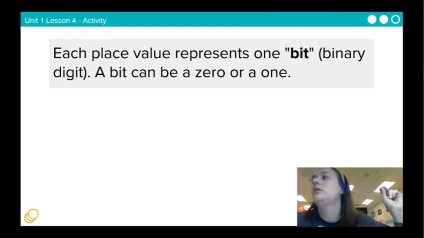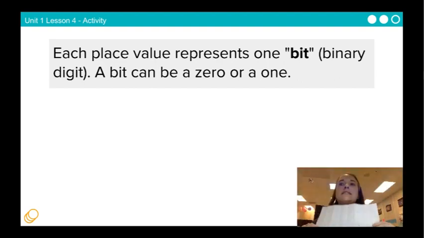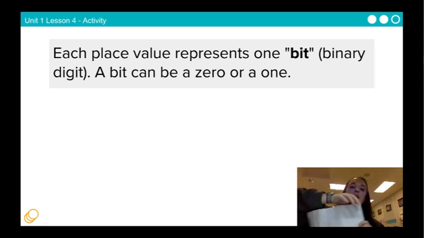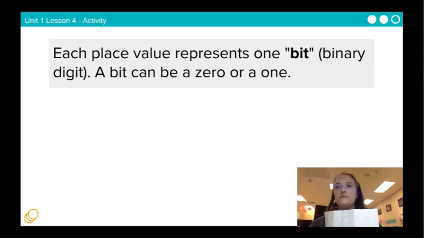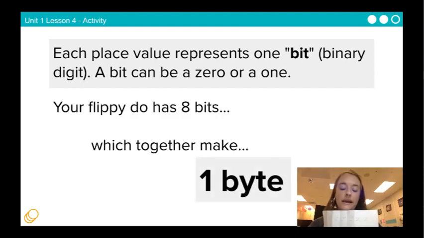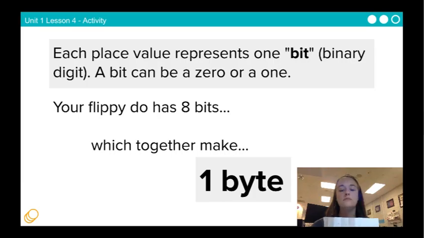Your flippy-do has 8 bits. And so if you count the spaces, 1, 2, 3, 4, 5, 6, 7, 8. It has 8 bits, which together make 1 byte. So when you're writing the definition in your journal, you can say 1 byte equals 8 bits. Since computers represent information digitally, the lowest level components of information are bits. All right, let's make our flippy-do.